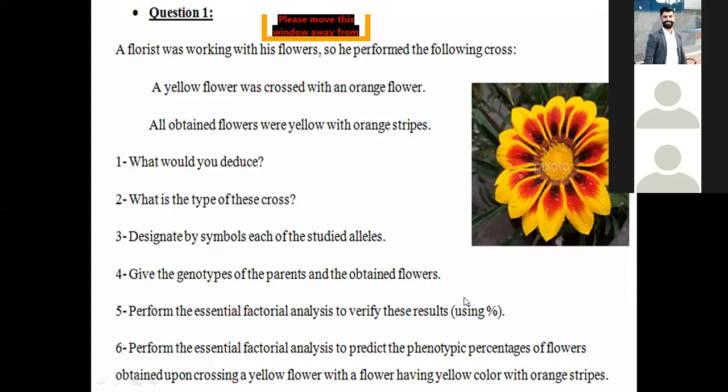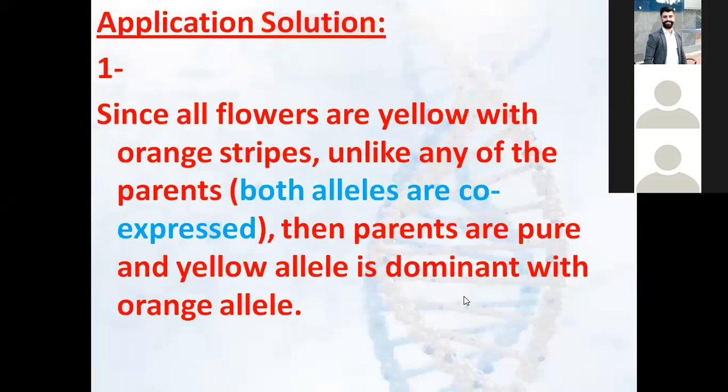Always in the case of dominance, we can say yellow is dominant and orange is recessive, let's say. But here it's not the case. Here both of them are dominant, so here is the case of codominance. How can we answer this? We have to answer it this way.